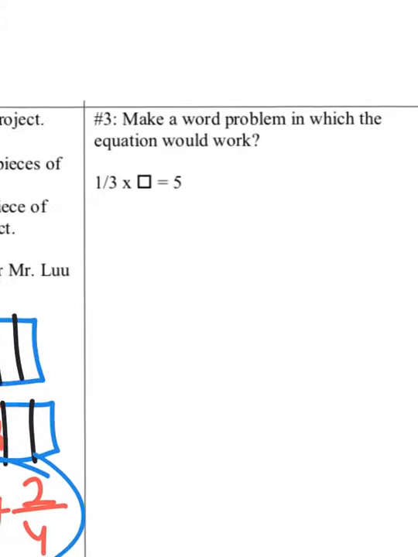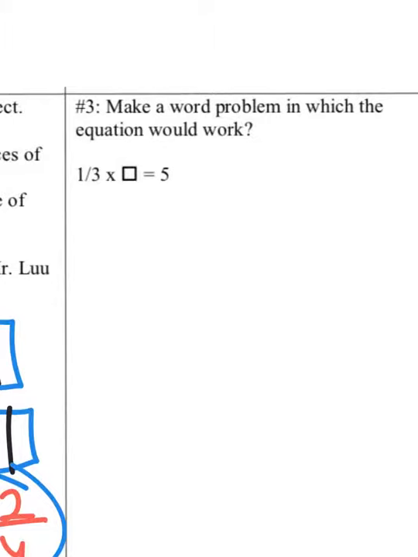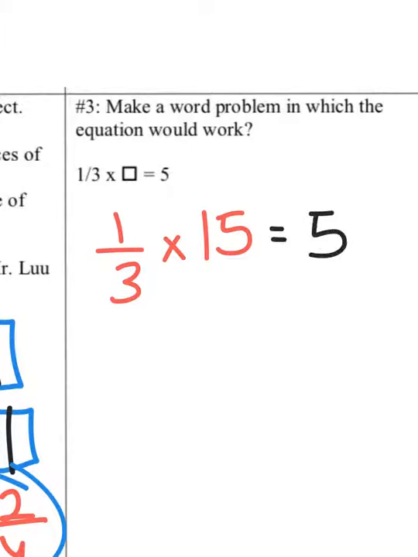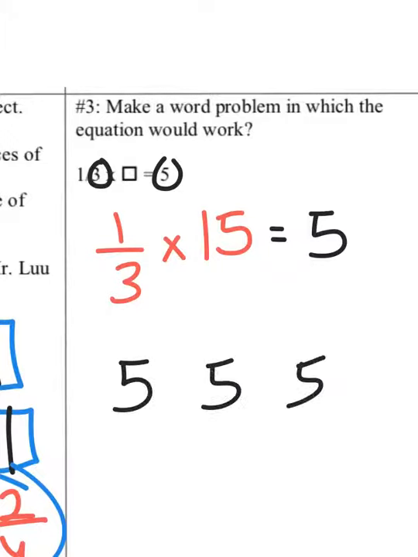Let's look at the last one, number 3. It says make a word problem in which the equation would work. 1/3 times something equals 5. So for this one, we have 1/3 times something equals 5. So we know it has to be 1/3 times 15, because all we need to do is multiply the 3 and the 5. Because when you do a third times 15, that equals 5. When you have 15, it's really 5, 5, and 5. That's why there's 3, and you only want 1/3 of it. So that's why it's 5.